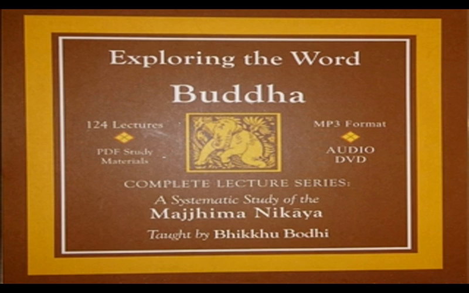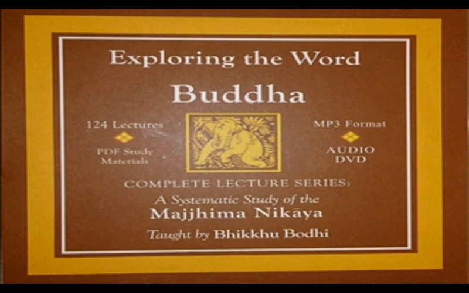Right action is of two kinds. Again, the kind that is affected or connected with the taint, and the kind that is noble, taintless, supermundane, a factor of the path. What is the right action that is affected by the taints? The threefold right action: abstaining from killing living beings, abstinence from taking what is not given, abstinence from misconduct in sensual pleasures.